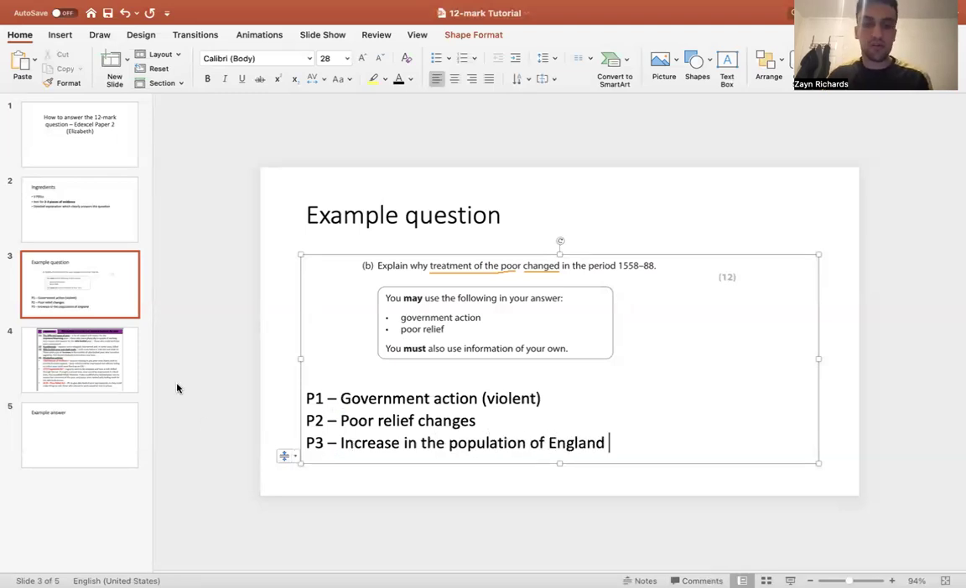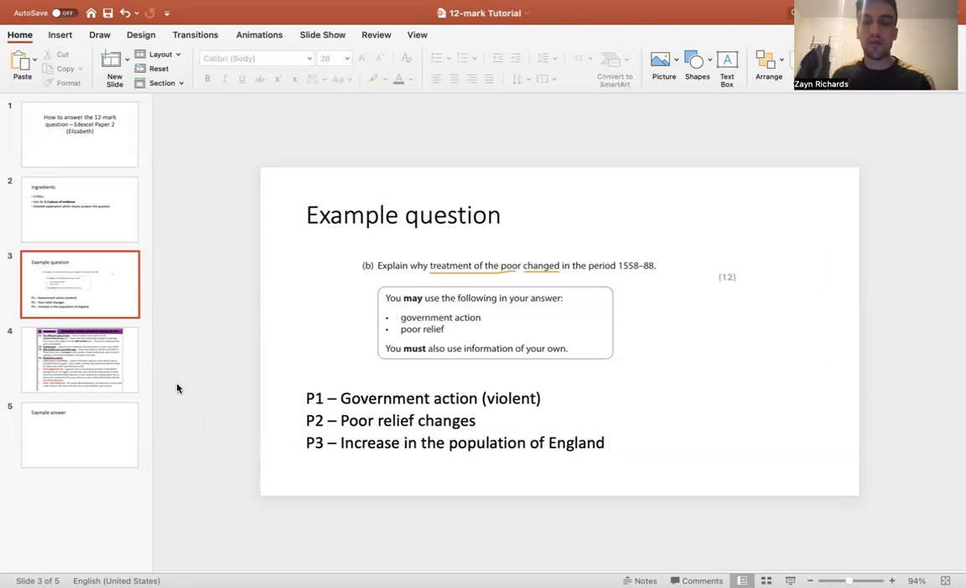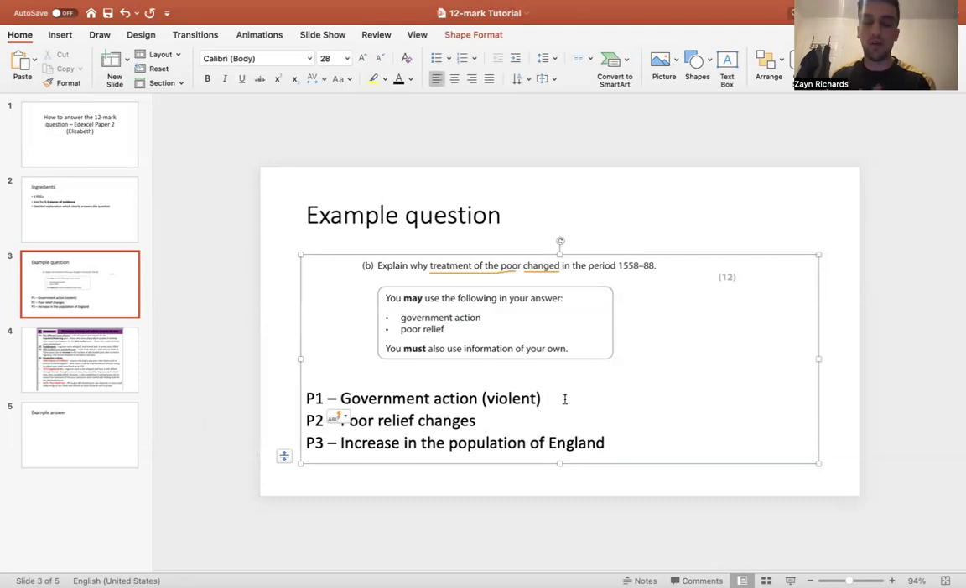Before I go through the evidence, I will very briefly talk through how I would explain how each one changed the treatment of the poor. The fact that the government now introduces violent laws is unprecedented. Beforehand, there'd never been any laws calling for violent action towards poor people. So that's a significant change. For poor relief changes, this is the first time that a government has tried to put in place formal mechanisms and support for the poor. Again, beforehand, the support for the poor would vary, and so the fact that Elizabeth tried to deal with that is a positive step.